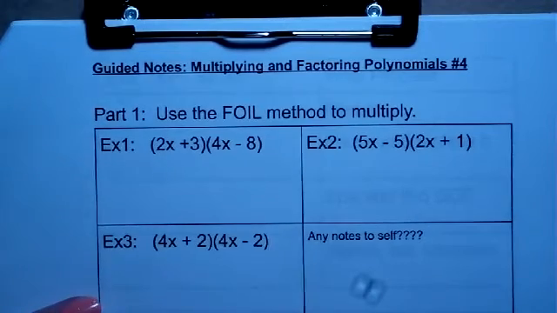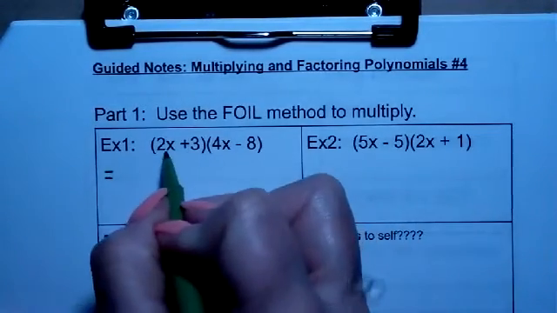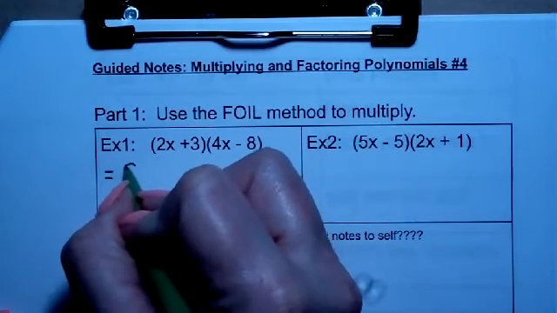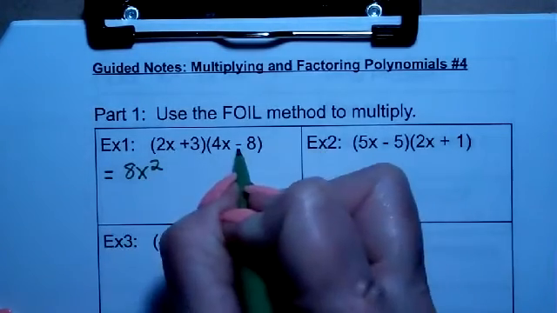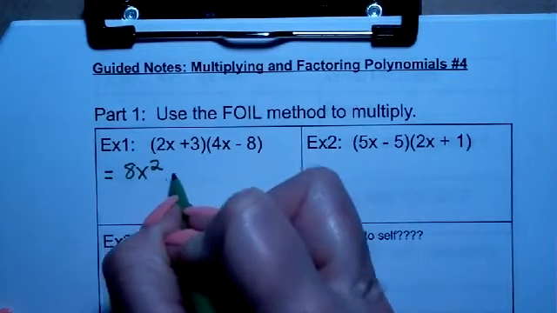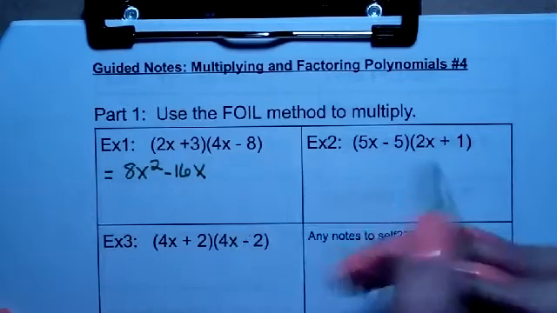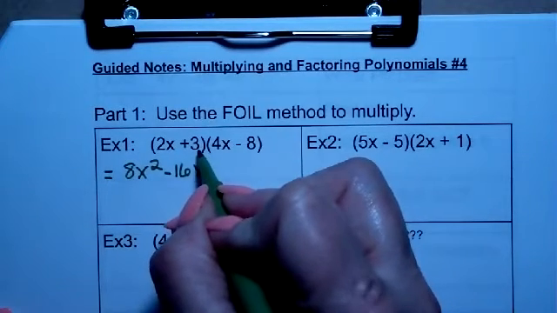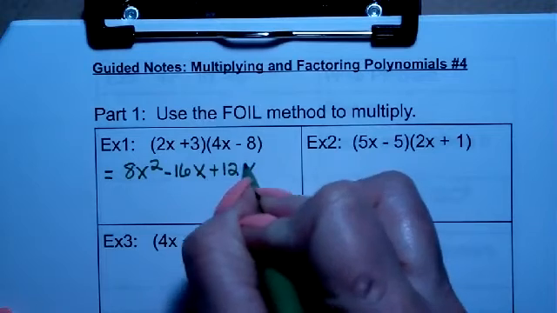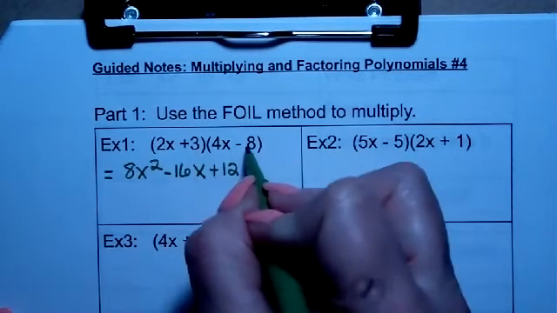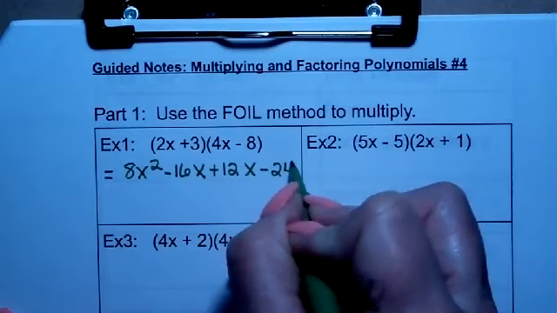Again, we're just going to do that distributive property. So I'm going to start this problem with 2x times 4x, which is 8x squared. Then I'm going to do 2x times negative 8, which is negative 16, so that's minus 16x. Then distribute with the 3 right here. So I'm going to have 3 times 4x, which is 12x. And then I've got 3 times negative 8, which is negative 24 or minus 24.